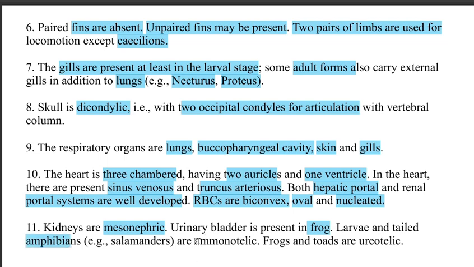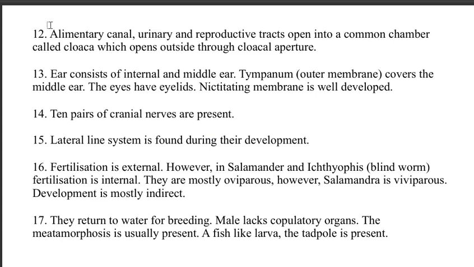The salamanders are ammonotelic. Ammonotelic means they excrete ammonia as their excretory product. However, frogs and toads are ureotelic, which means their excretory product is urea. The alimentary canal, the urinary canal, and the reproductive tracts open in a common chamber which is called the cloaca. Now the cloaca opens outside through the cloacal aperture.